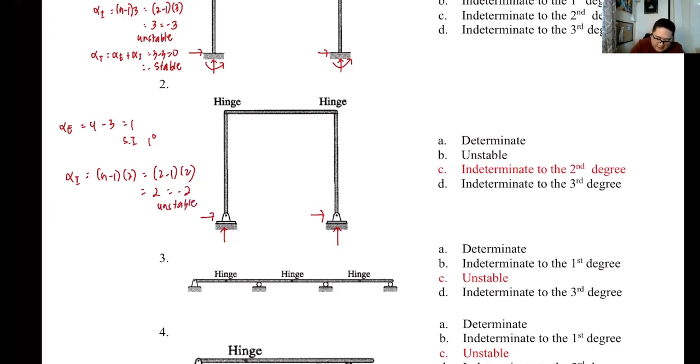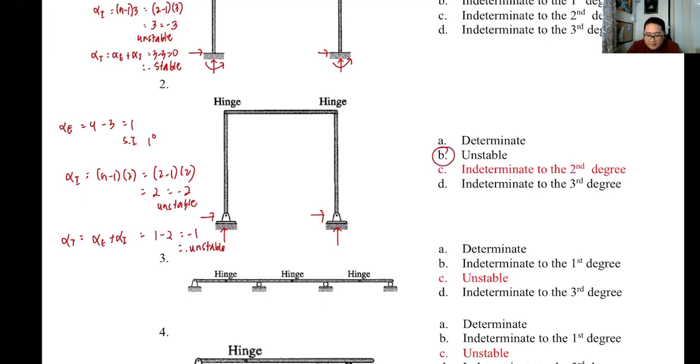Then yung overall natin, I think mali yung naka-highlight ng sagot ko, no? So E plus I, so that is equals to 1 minus 2 equals to negative 1. Therefore, unstable yung ating structure. So this should be unstable.